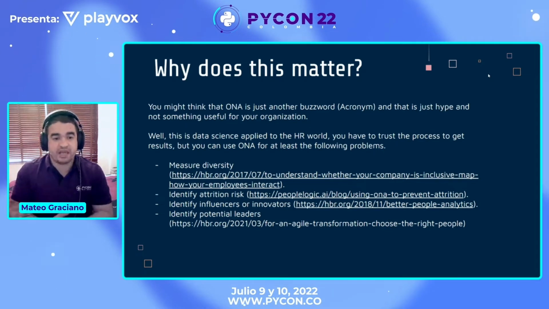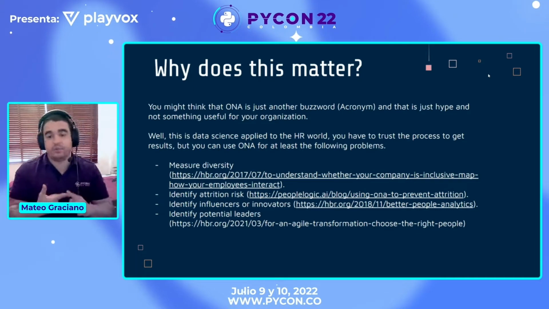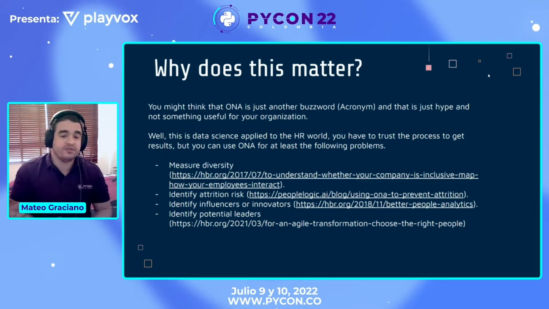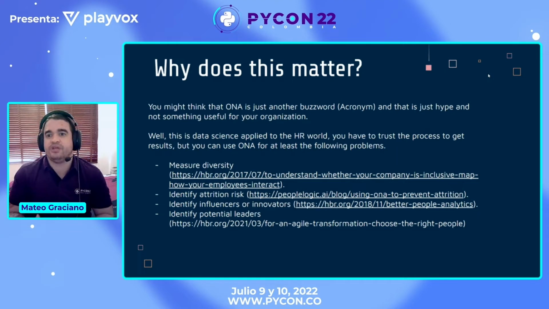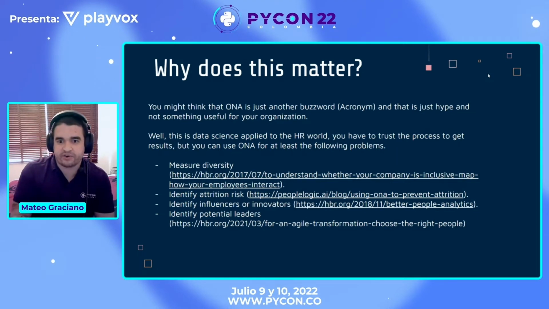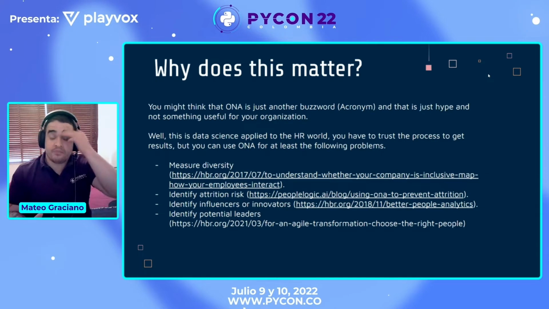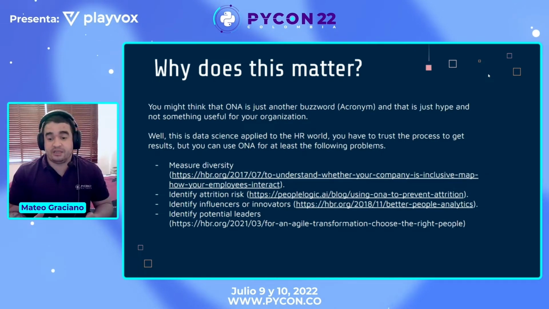You can identify influencers and innovators within your company. That's pretty great. That's pretty useful. And the other thing is that you might identify potential leaders, people who are not actual leaders in your company according to the organization chart, but who should be the leaders of your transformation. Why? Because they are the ones who will help you reach the whole organization, because they have a lot of connections.